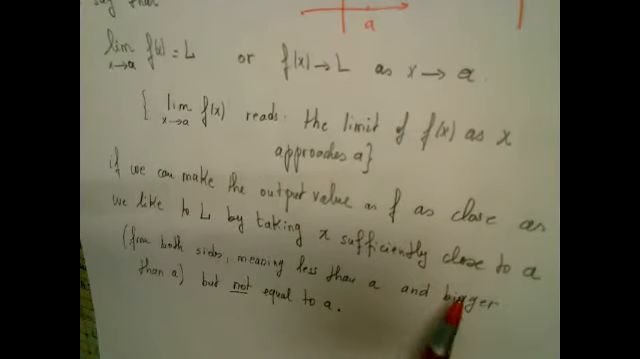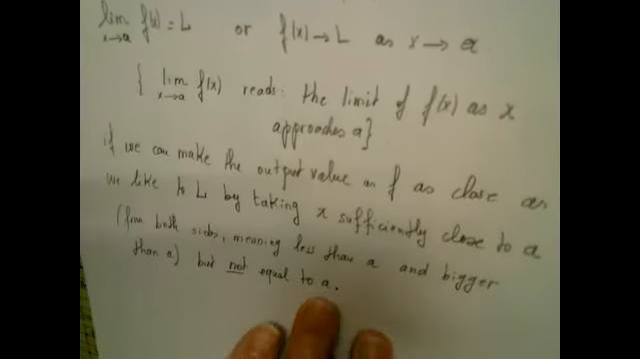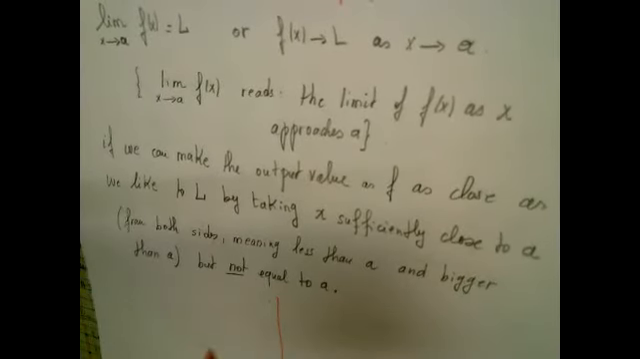So I want x to be close to A, but not equal to A. I don't care about the output at A because most of the time it doesn't exist. What I care about is what happens to the value of f when x is close to A from both sides. So always graphically, it's the following.